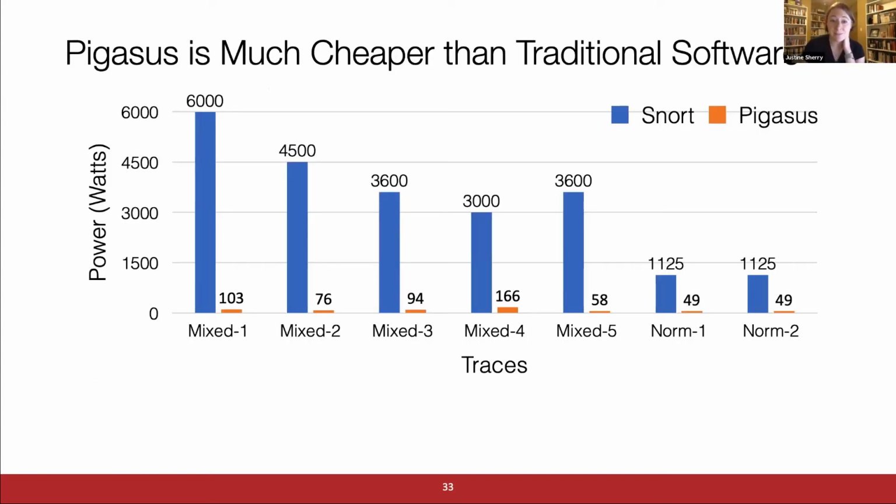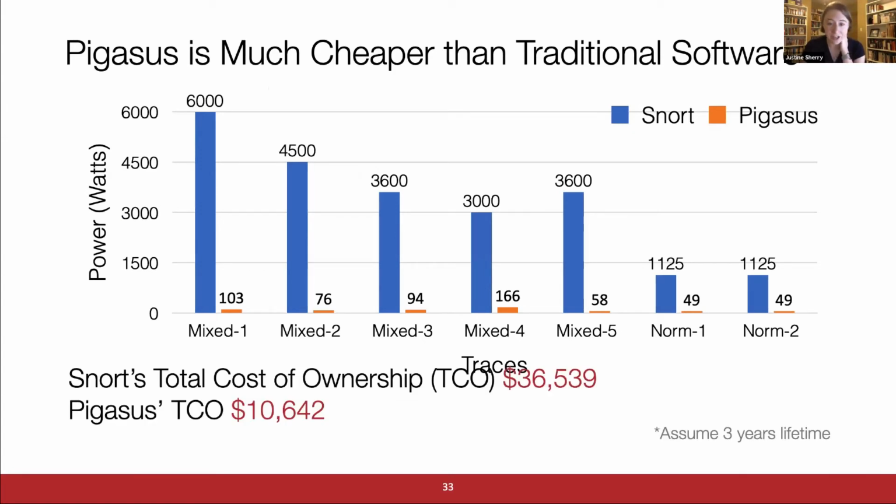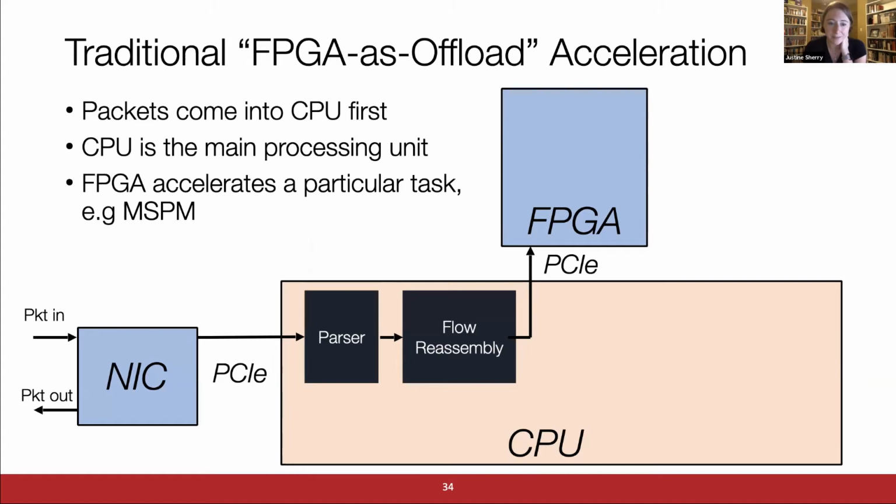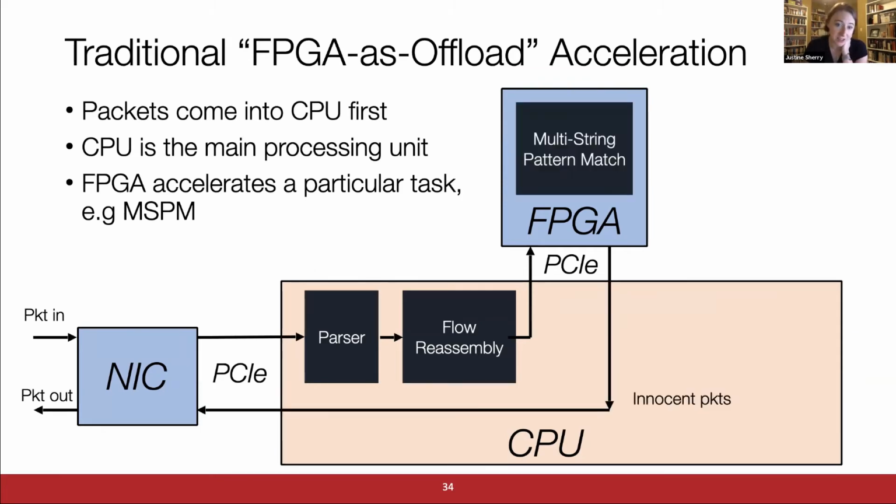We know that Pigasus is much cheaper than traditional software, both financially and in terms of energy. And we know that it achieves this by taking an FPGA-first approach. To understand what an FPGA-first or FPGA-centric approach is, let's talk about a traditional CPU-centric approach. In a CPU-centric approach, packets are going to come into the CPU first. So they're going to come off the NIC, they'll zip over PCIe, and then they'll go through some sequence of tasks. The packets will be parsed, they'll be put in order in this flow reassembler, and then maybe there'll be some task that the FPGA is assigned to do.